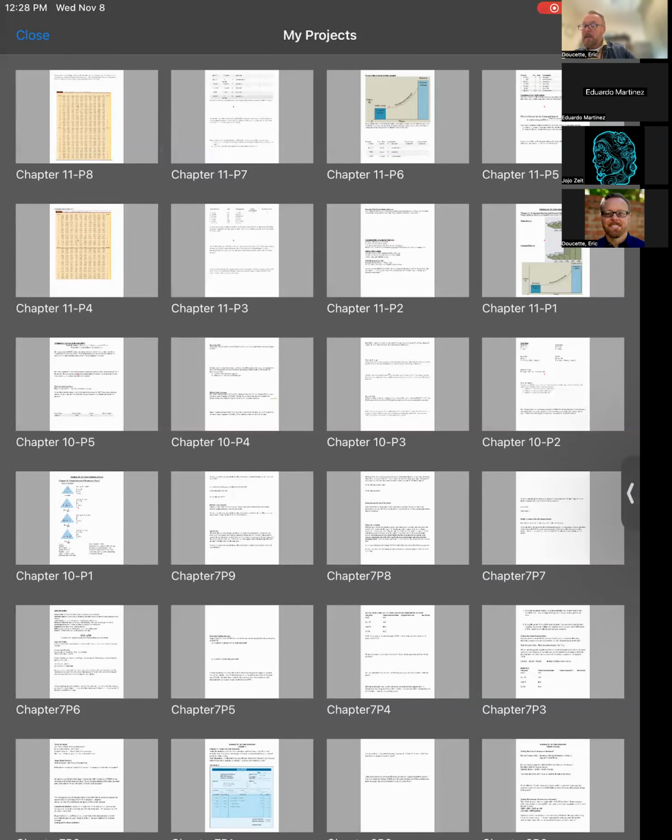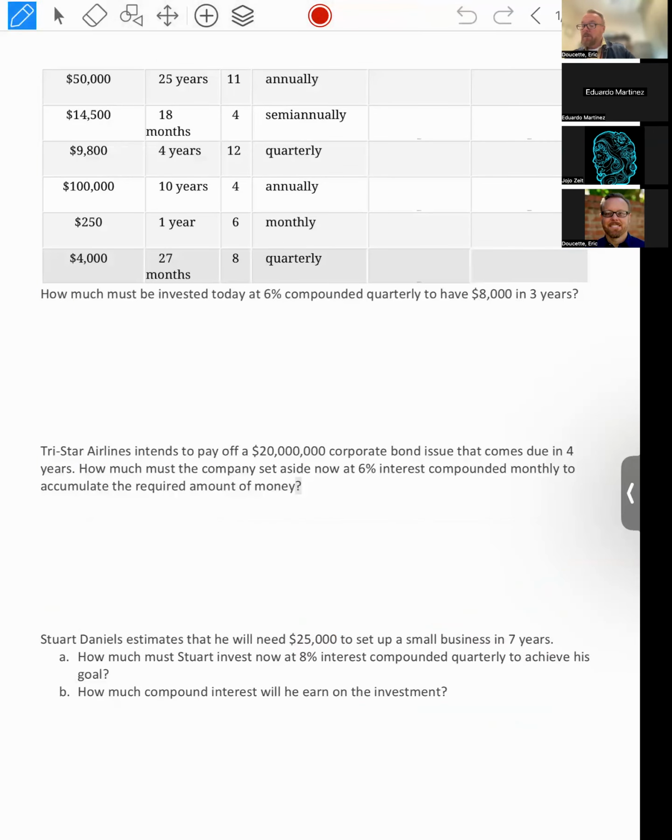So, all right, we're on page 7. So this is a few more. I just kept going with that. I'm going to just do these last few on the bottom of this page.